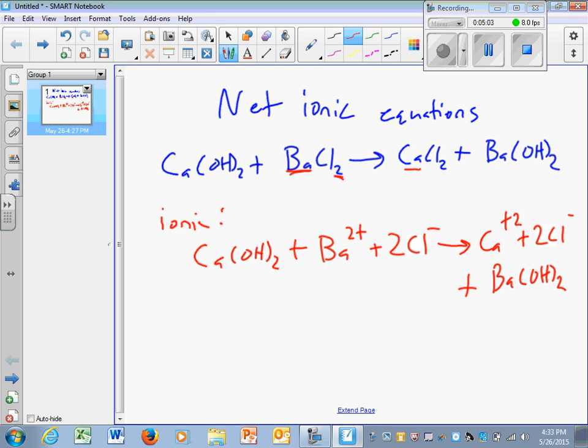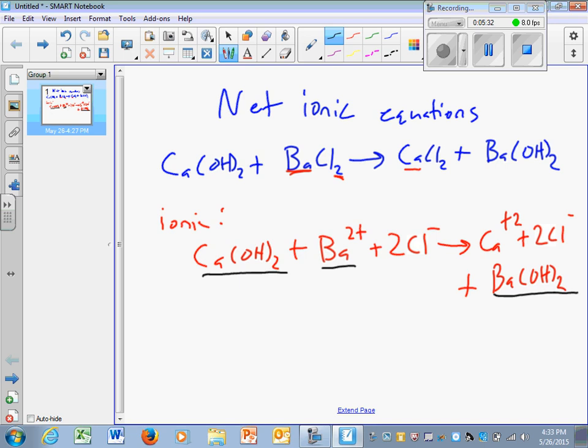The next part's really easy. Net ionic equation is what happens overall. So if something is on both sides of the equation, you cancel it out. So calcium hydroxide, that's not anywhere on the product side. So we're going to leave that alone. Okay? Barium hydroxide, that doesn't appear with the reactants. So we're going to leave that alone.